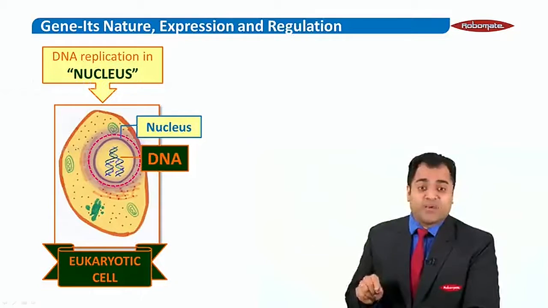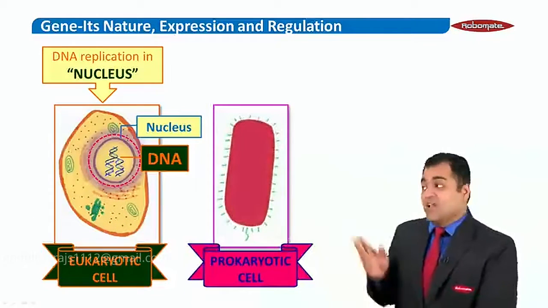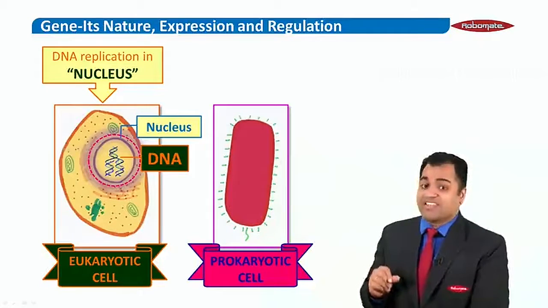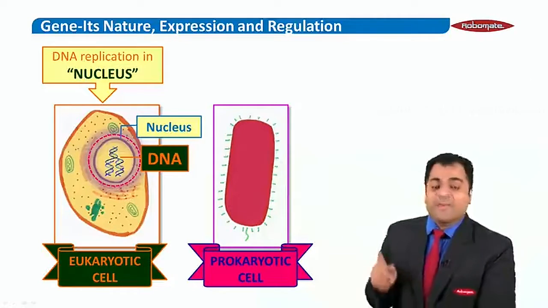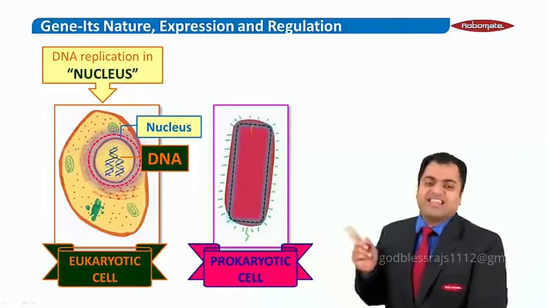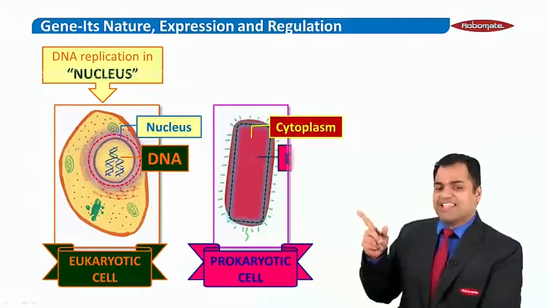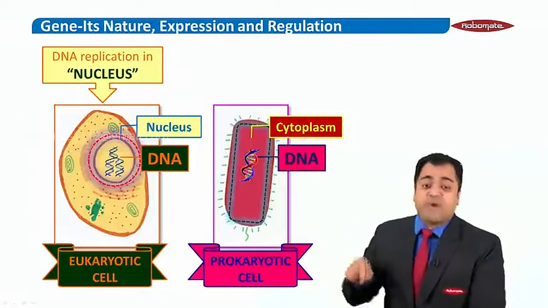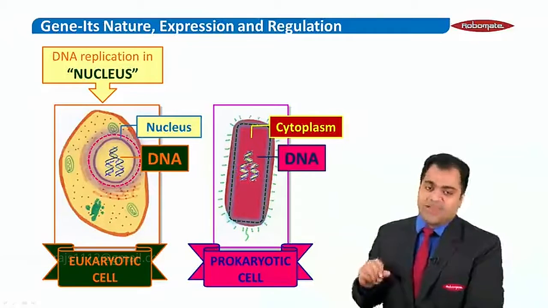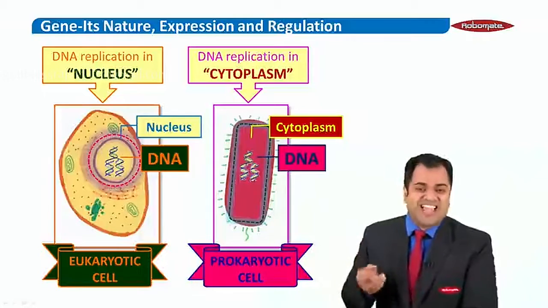There is another type of cell. We all know what it is. It is nothing but a prokaryotic cell. Now look at the prokaryotic cell. Do you see a nucleus? I don't, because prokaryotic cells do not have a nucleus. But they definitely have this area or the region highlighted. And what is this region called? This region is called as the cytoplasm. And we know that the cytoplasm basically contains the DNA. So in prokaryotic cell, replication of DNA will take place within the cytoplasm. Is that okay? So I can also say that in prokaryotic cell, replication takes place within the cytoplasm.